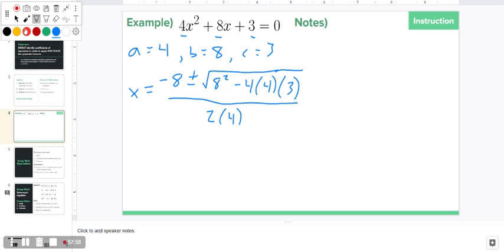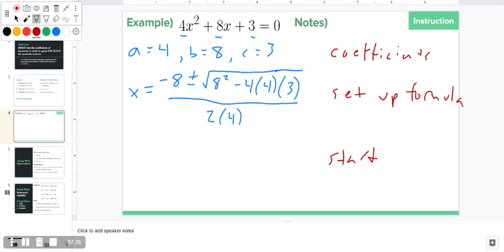Now let's annotate our notes on the right hand side real quick so we can come back to this and see what's happening. We found the coefficients first. So I'm going to write coefficients on the right hand side. Then we set up our formula. Okay, now we actually go through and start simplifying everything that we have here. So on the right hand side, I'm going to say start to simplify.